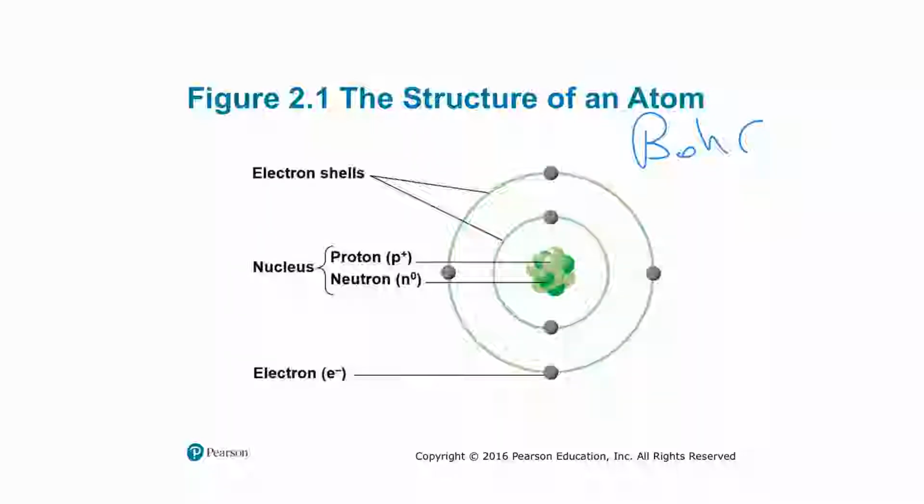We've got these electron shells orbiting our nucleus here, and we've got protons and neutrons in the nucleus. Here's our proton right there, and our neutron we're going to color in a different color. The number of protons is going to determine what element it is, and the number of neutrons is going to determine the isotope of that element.